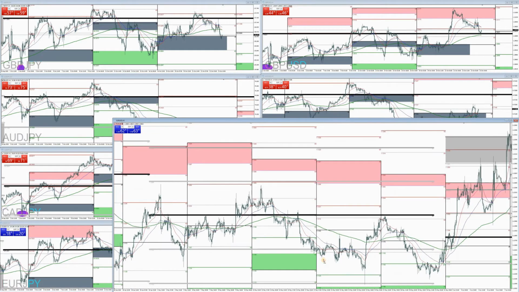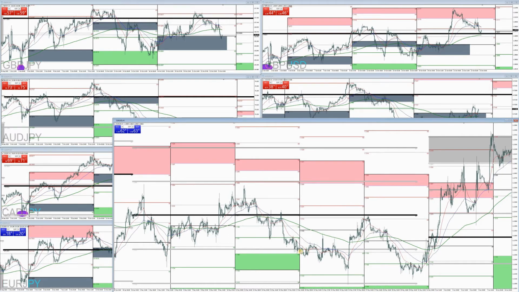Okay, moving on. It did come down to M2, never breached the central pivot, took a full stop. Let's go ahead and mark that out. Alright, so minus 42 pips on that one.